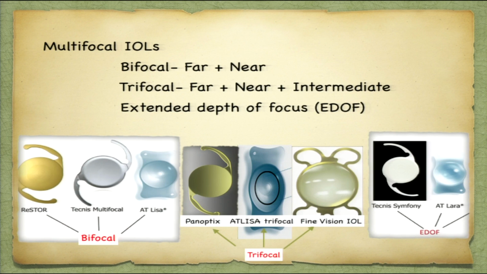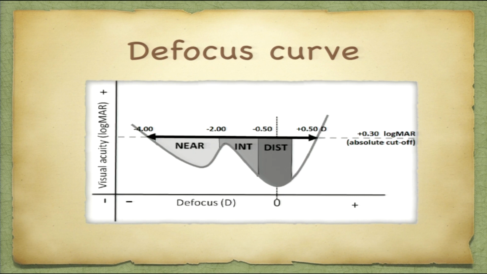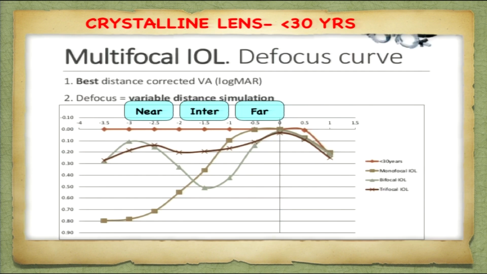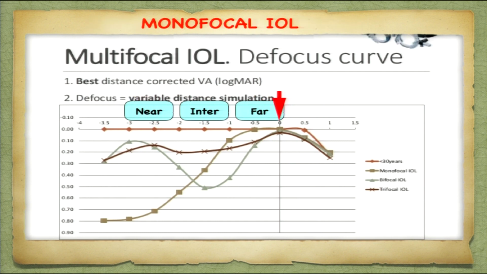But do they really work in the eye, as claimed? This is where the defocus curve comes into the picture to tell us about the expected visual outcome of an IOL. If you take a young adult under 30 years with a crystalline lens, you have good vision for far, intermediate, and near. Whereas with monofocal IOLs, you have excellent vision for far, and as you keep going closer, the vision becomes poor.